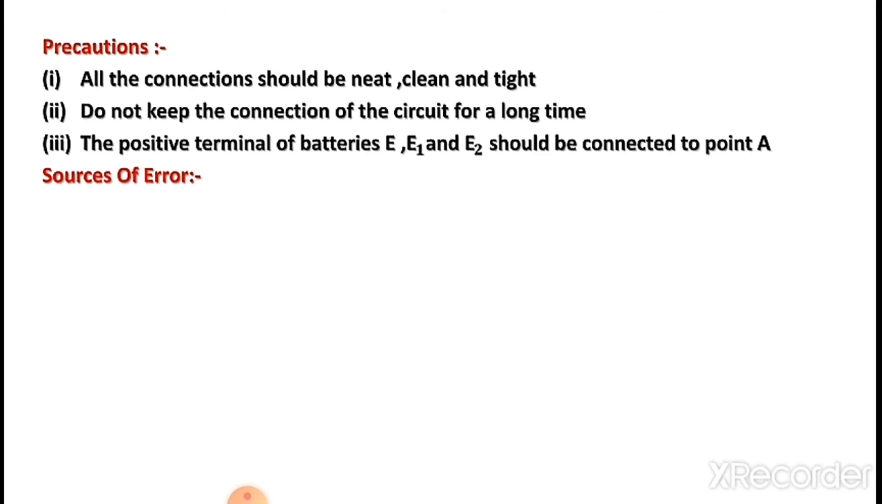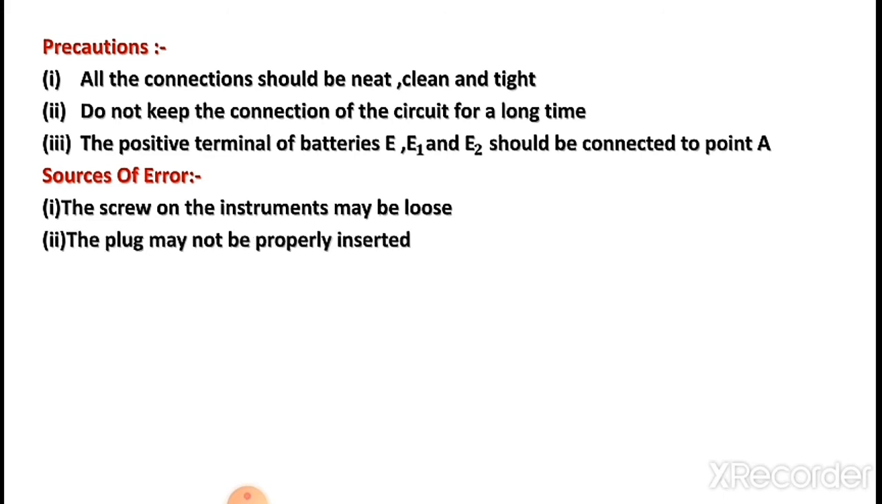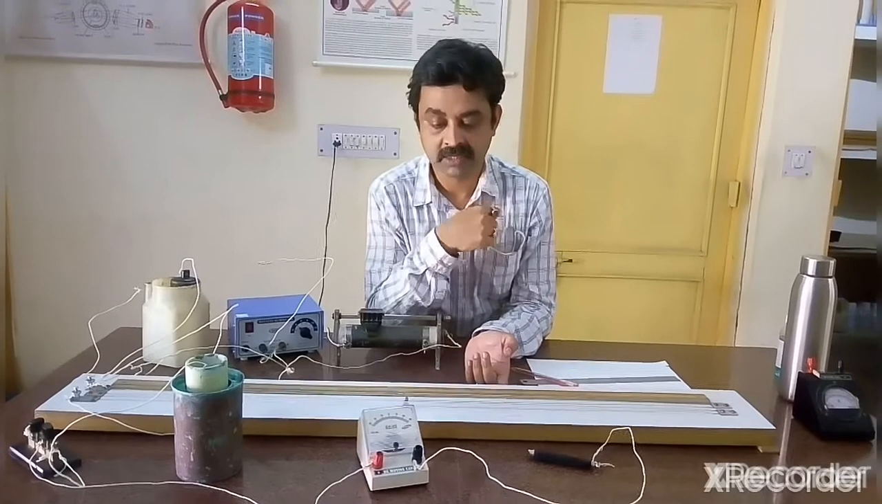There are some sources of error that arise while performing this experiment, like the screws on the instrument may be loose, the plug may not be properly inserted, and the wire may not have uniform thickness. Perform this experiment here.